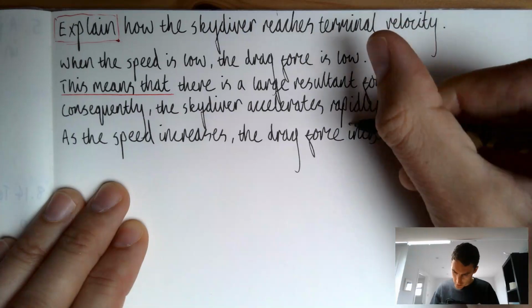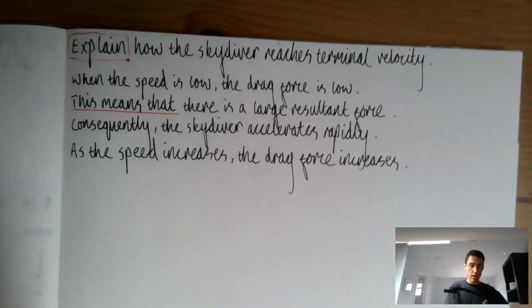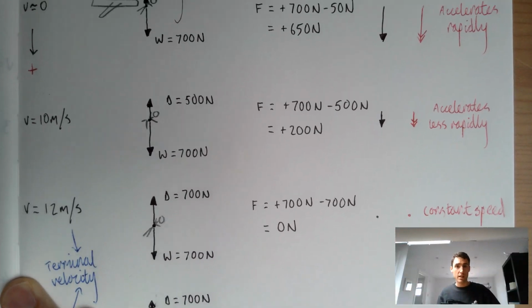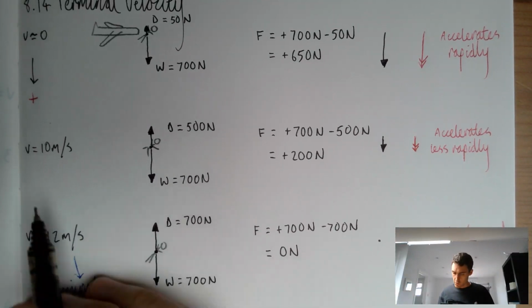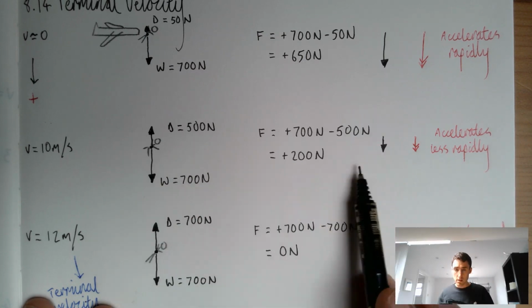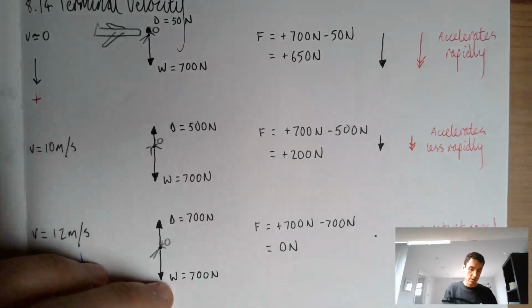Again, you can just work your way along. If you've got a group that's quite confident, you could even start getting them to do this on whiteboards themselves, because we're just working our way through now. So I'm going to say this means that the resultant force is smaller.